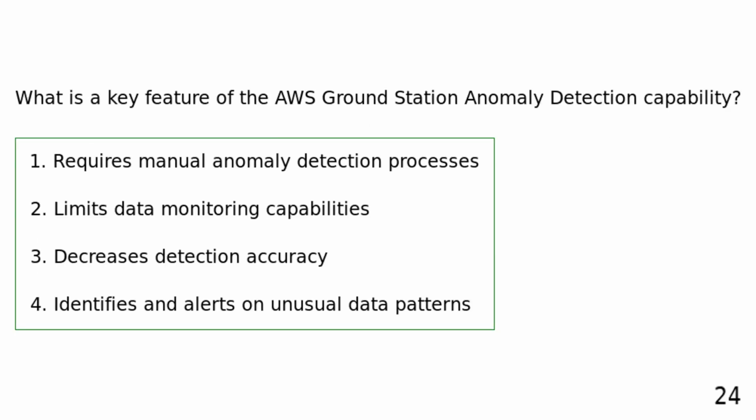What is a key feature of the AWS Ground Station anomaly detection capability? Requires manual anomaly detection processes. Limits data monitoring capabilities. Decreases detection accuracy. Identifies and alerts on unusual data patterns.